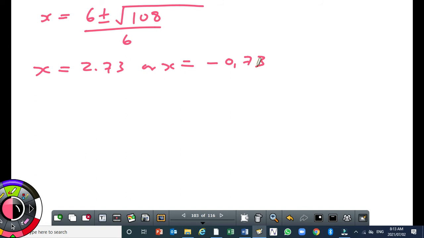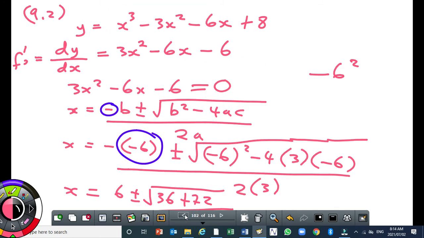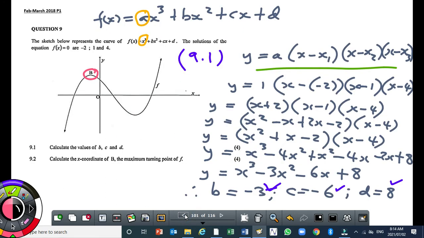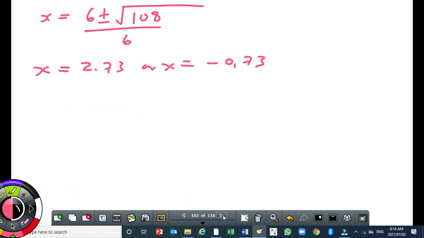Now, I'm sure you can see that we got two values. But the stationary point that we are dealing with here, it's in the second quadrant. So which of those two values of x would you choose? You choose the negative one. All right? So you say, therefore, this one here is the one that you want, means this one is not applicable. So you say, therefore, x is going to be equal to minus 0.73 at B. Then you are done. Okay? Then you get your full marks.